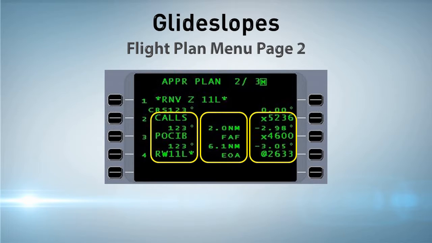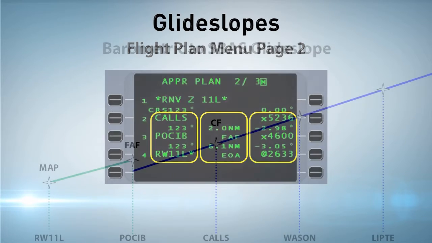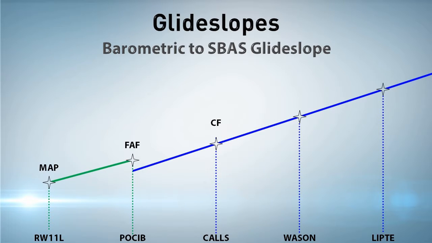This is valuable information since you will want to know at what altitude you will need to be in order to intercept the glide slope. Prior to the final approach fix, your FMS will use the baro glide slope. Upon arriving at the final approach fix, the FMS must transition to an SBAS glide slope. Prior to the final approach fix, the FMS calculates what the SBAS altitude will be at the final approach fix and executes a smoothing maneuver.